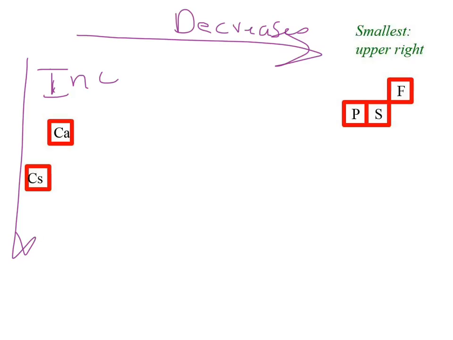So does this make sense that your fluorine is going to be your smallest one, okay? And your cesium is going to be your largest one right off the bat? Yeah. Good. So now we just have to wrestle with phosphorus, sulfur, and calcium.